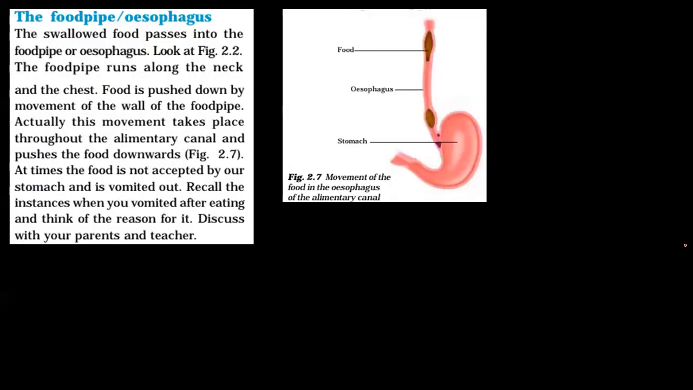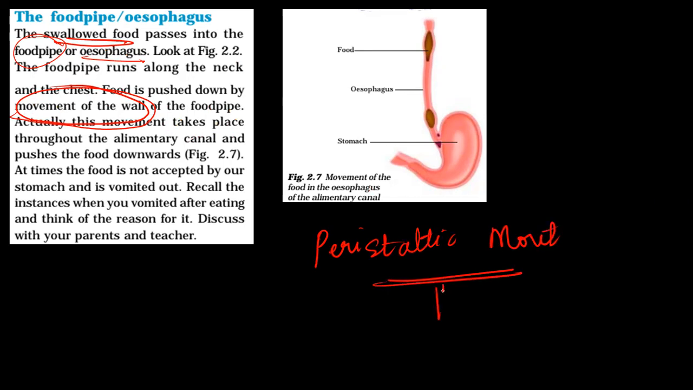Let's move forward. Next is the food pipe or esophagus. Now the swallowed food from the buccal cavity passes on to the esophagus or the food pipe, and it runs along the neck and chest. It is pushed by the movement of the wall. It is so important, and this has a special name called peristaltic movement. And this is also known as peristalsis.